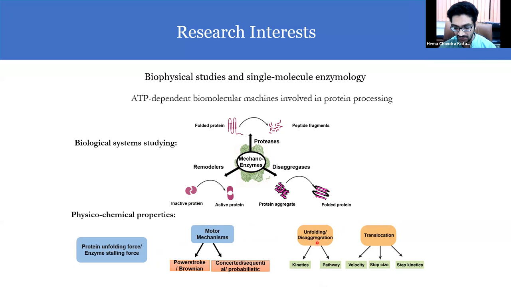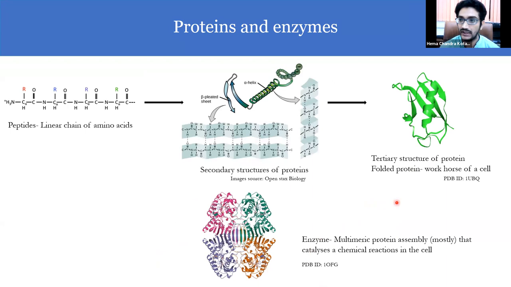Before going into details of my talk, I just wanted to give a brief introduction to people who have no bio background. Proteins are formed from a linear chain of amino acids. These are called peptides. These linear chains of amino acids fold into a nice secondary structure, which further forms a tertiary structure. This is called a folded protein. A folded protein is known as the workhorse of a cell, because these are the molecules that actually perform most of the functions in the cell. In addition, these proteins can come together to form further quaternary structures, and these are called enzymes. Enzymes are basically nothing but biocatalysts, and they perform various activities in the cell. As you know, any reaction requires a catalyst, especially in a biological system, and enzymes act as biocatalysts.